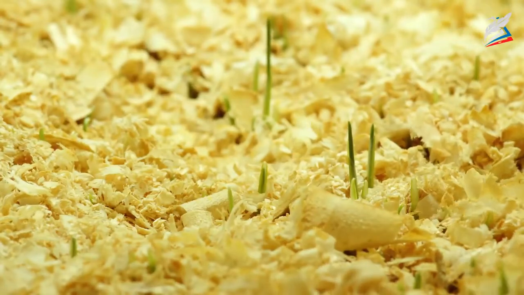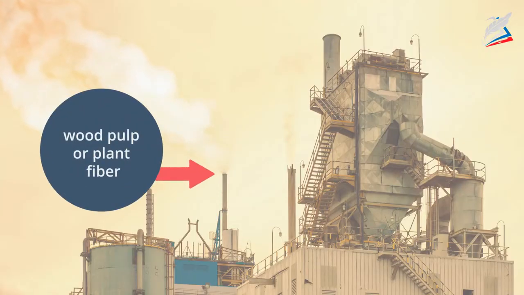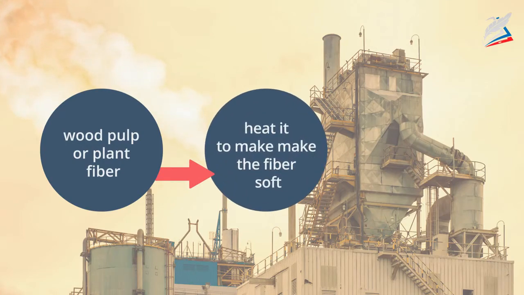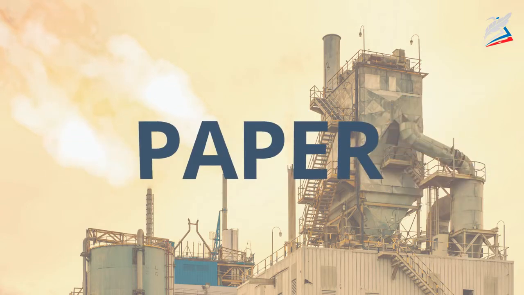But how can we produce paper? First of all, we need either some wood pulp or plant fiber. Then you should heat it to make the fiber soft. The next step is to get rid of extra water. You can evaporate it or squeeze the mixture. The material that you get after these steps is paper.